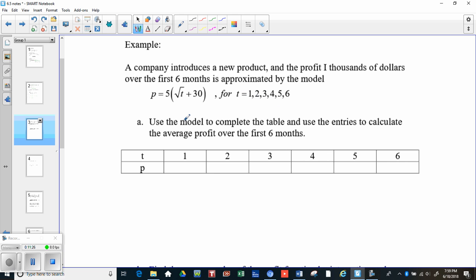We want to use this model to complete the table and then use the entries to calculate the average profit over the first 6 months. So the idea is if we plug t equals 1 in here, the square root of 1 is 1, plus 30 is 31, times 5 is 155.